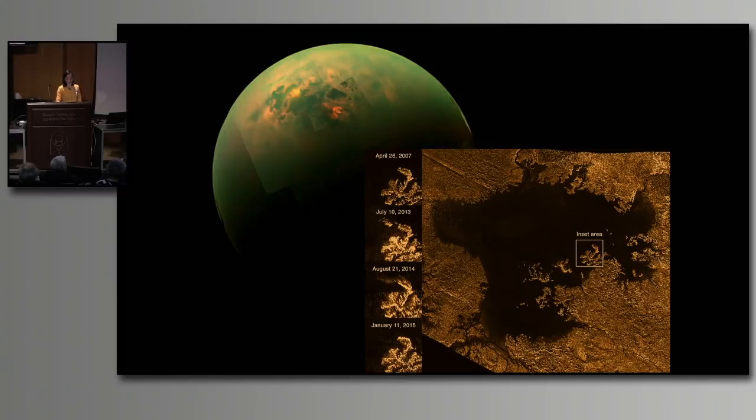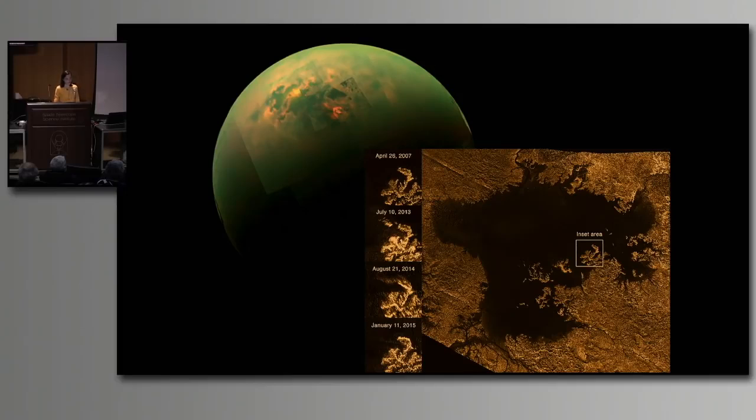And the energy source that will drive the volcanoes will be not only the radioactive elements like on Earth, but also the tidal forces caused by Saturn, which deform the moon, producing heat. And it has also been speculated that there is liquid water under the icy surface.